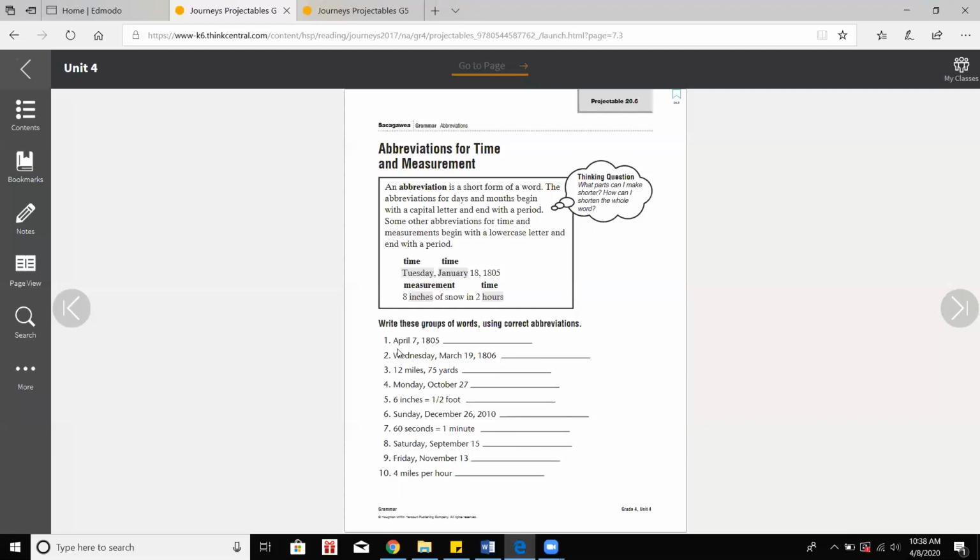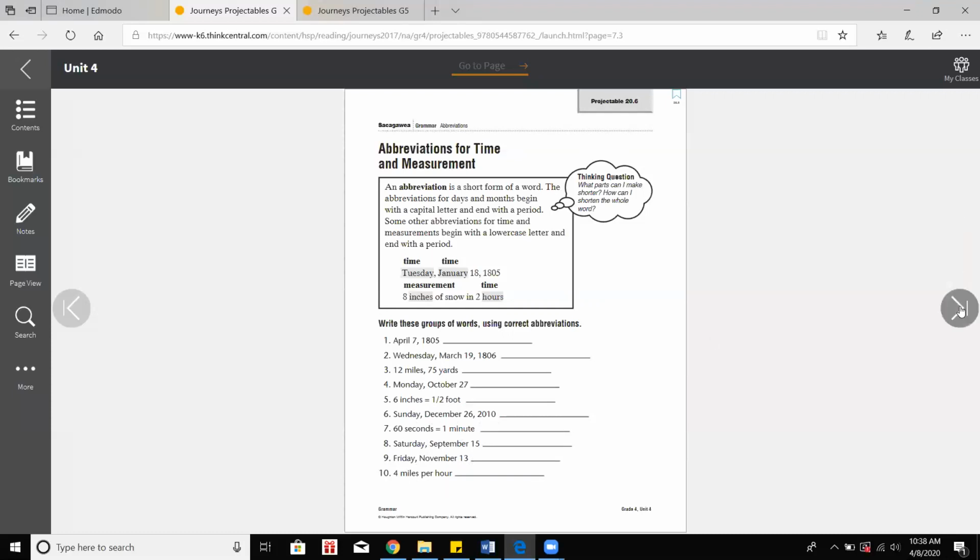Let's answer this. Abbreviation for April in April 7, 1805. Abbreviation for Wednesday, March 19, 1806. Abbreviation for the following units of measurement: 12 miles and 75 yards. Okay, and then you have Monday, October 27. 6 inches equal to half a foot. Sunday, December 26, 2010. 60 seconds equal to 1 minute. Saturday, September 15. Friday, November 13, and 4 miles per hour. Okay?